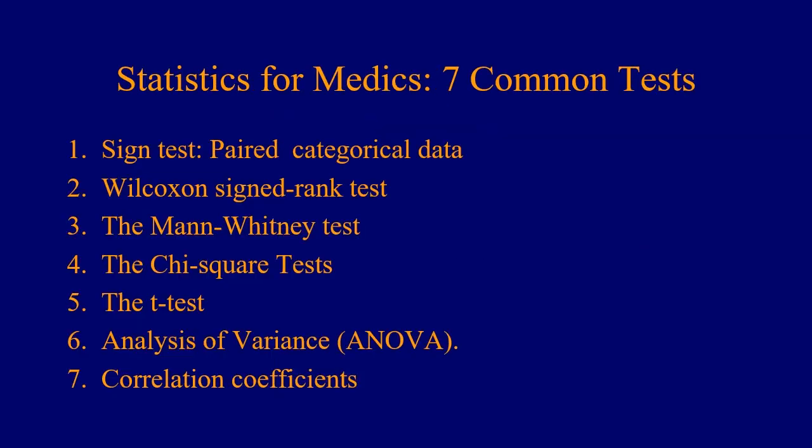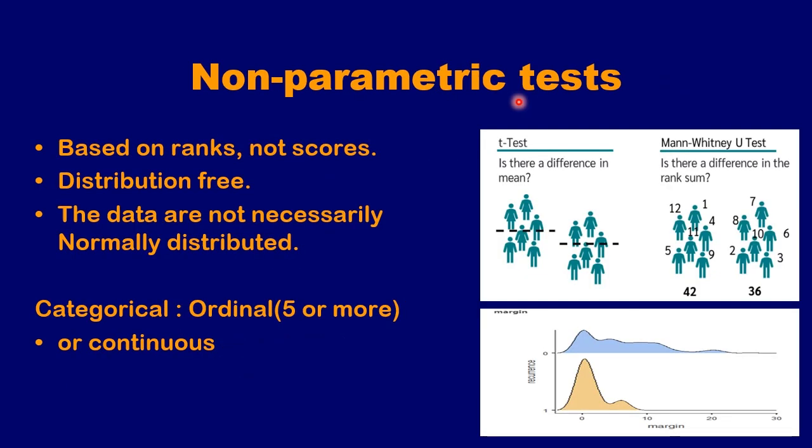In this 1-hour presentation, we shall go through 7 common statistical tests with medical examples. We shall cover 4 non-parametric statistical tests, including the sign test, the Wilcoxon sign rank test, the Mann-Whitney test, and the chi-square test, followed by the t-test family, and these are for parametric data and the analysis of variance, and we end with correlation.